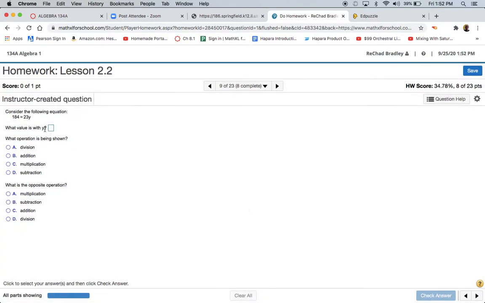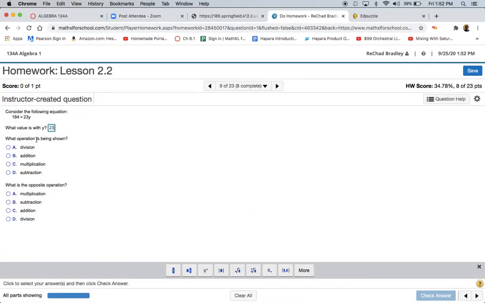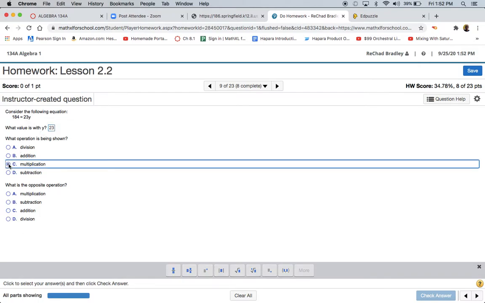The value with y is 23. The operation between these two is multiplication. The opposite of multiplication is division.